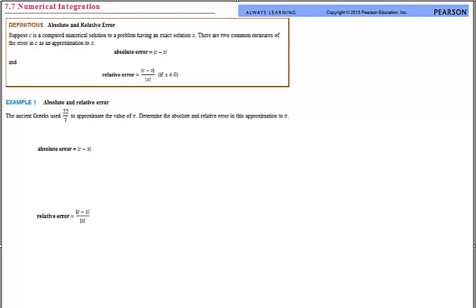Welcome, Calculus 2 students. We are looking at numerical integration today.